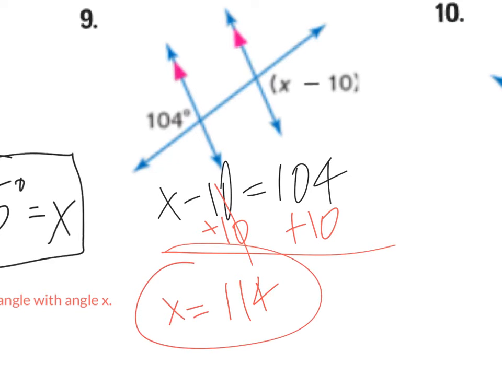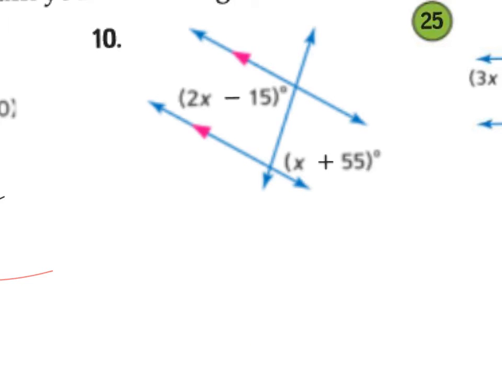And yeah, that's it. So number 10, 2x minus 15 will be this angle here, and x plus 55 will be this angle right here. These are going to be alternate interior angles, so those are congruent. So 2x minus 15 equals x plus 55.